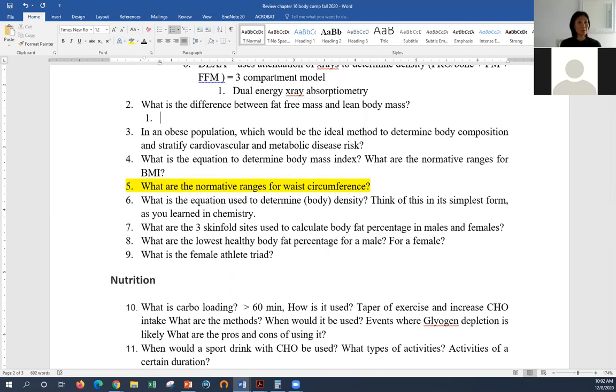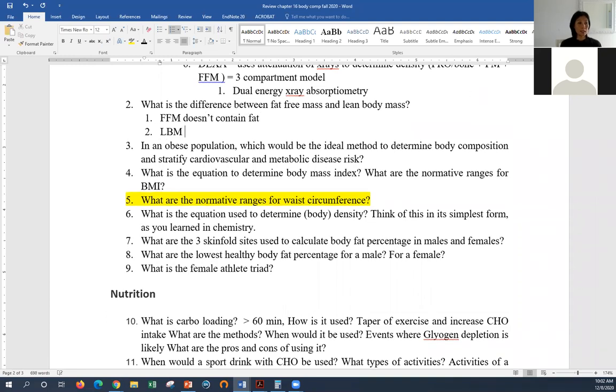Okay, so what is the difference between fat-free mass and lean body mass? Fat-free mass does not contain any fat. Lean body mass contains essential fat, such as the cellular membranes of your cells. So you might find in the literature, or if you continue on in this field, that people use fat-free mass and lean body mass interchangeably, but they are not the same. Fat-free mass does not contain any fat, versus lean body mass, which contains essential fat.